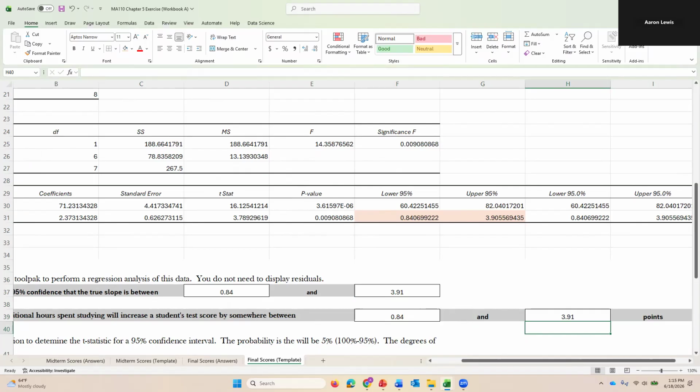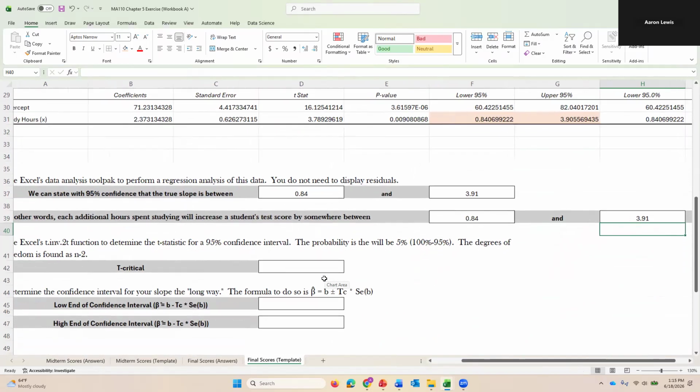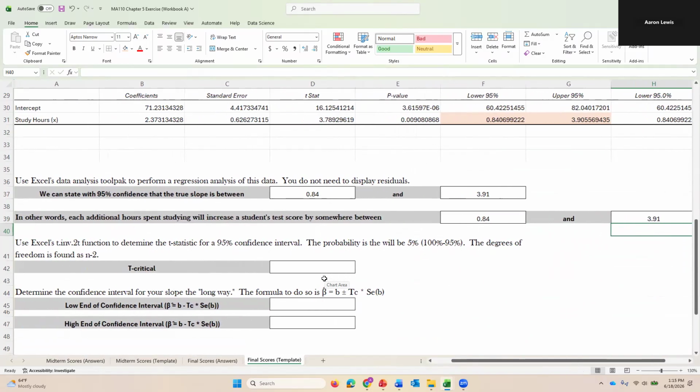So that is the easiest, quickest way to go about this: use the regression analysis out of the Data Analysis ToolPak to come up with your numbers. Real fast, I will show you how this works. The only problem with this is this summary output has 95% at all times.